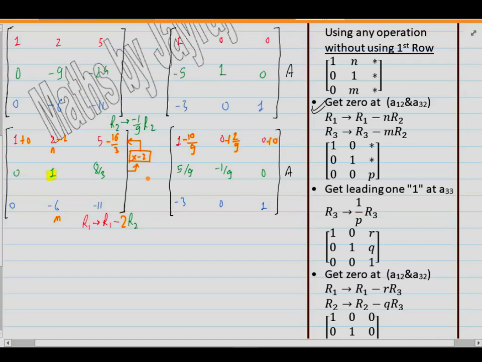Okay, now it's time for the second process, in which we have to do R3 gives R3 minus M, which is your minus 6, so it will be plus 6 R2. That means the second row will be multiplied with 6 and added into the third row.